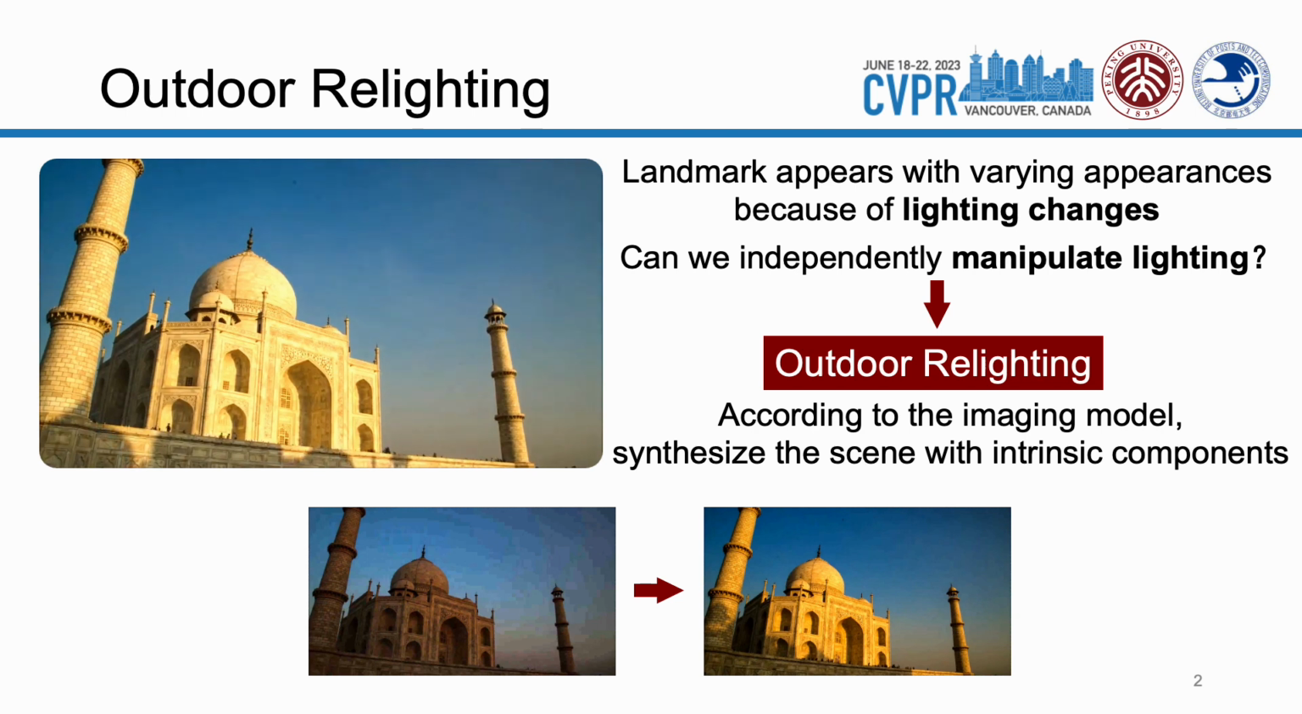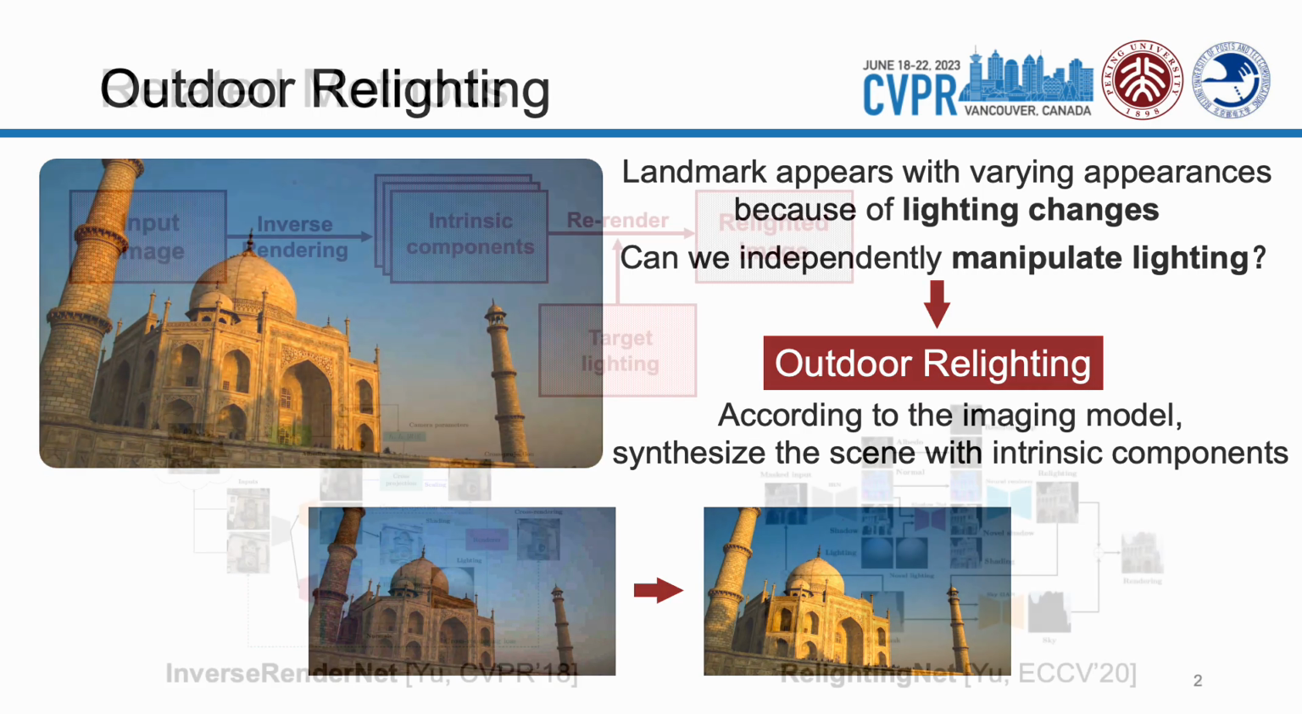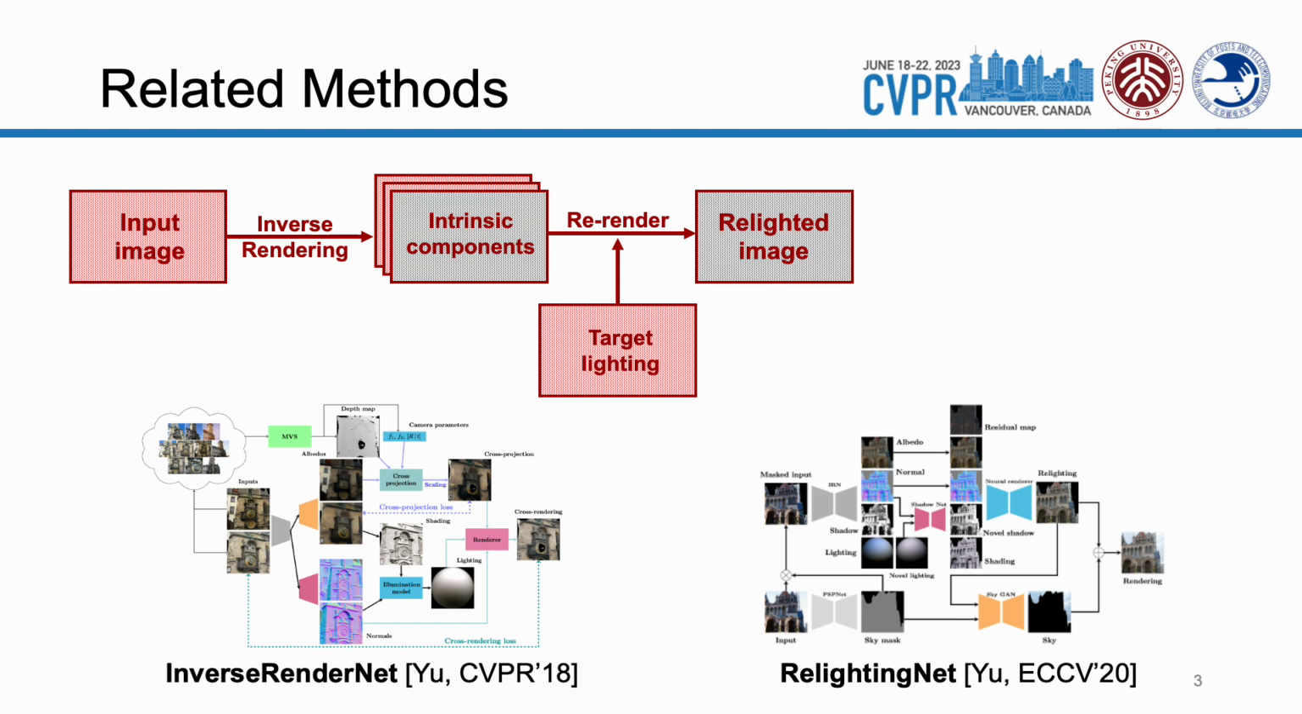Different from some other image enhancement methods, outdoor relighting intends to follow the image formation model, and synthesize the scene with intrinsic components in a physically aware way. The usual pipeline of outdoor relighting methods is to first decompose the input image into some intrinsic components, replace the components related to environment lighting and leave others unchanged, then re-render the image from these intrinsics.